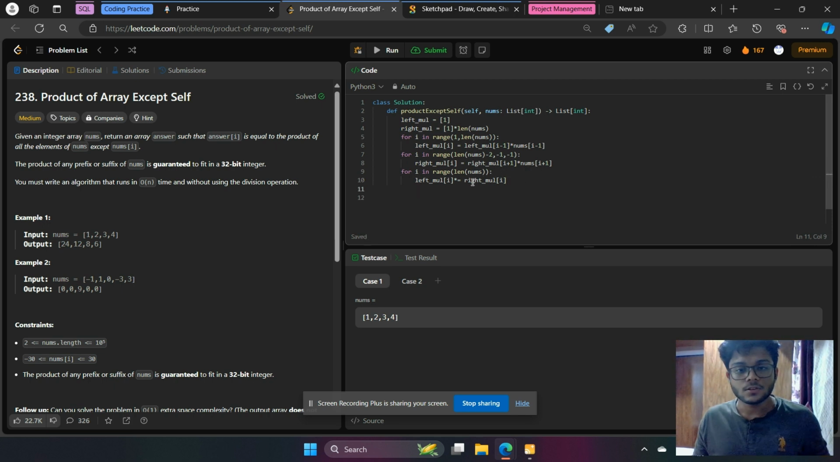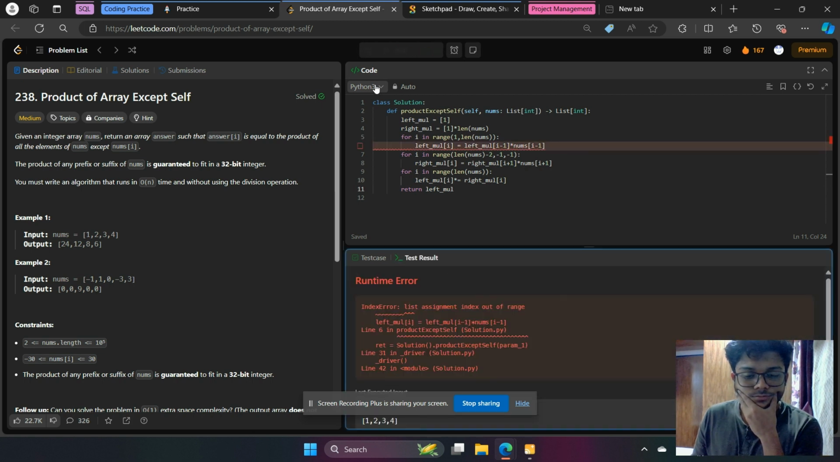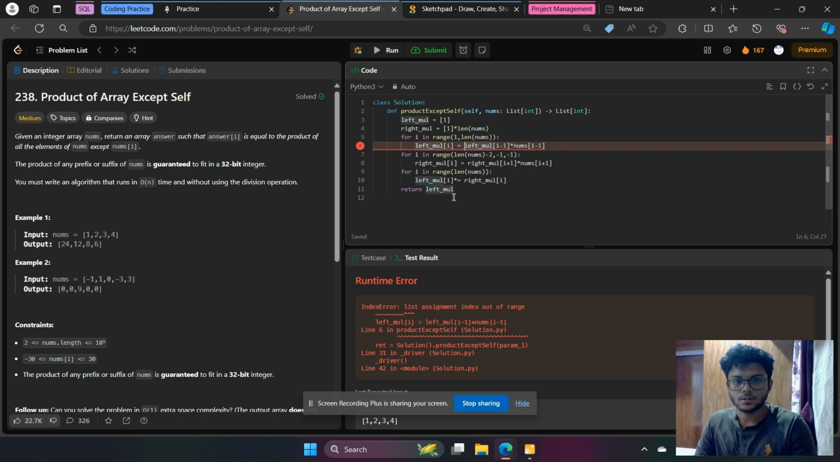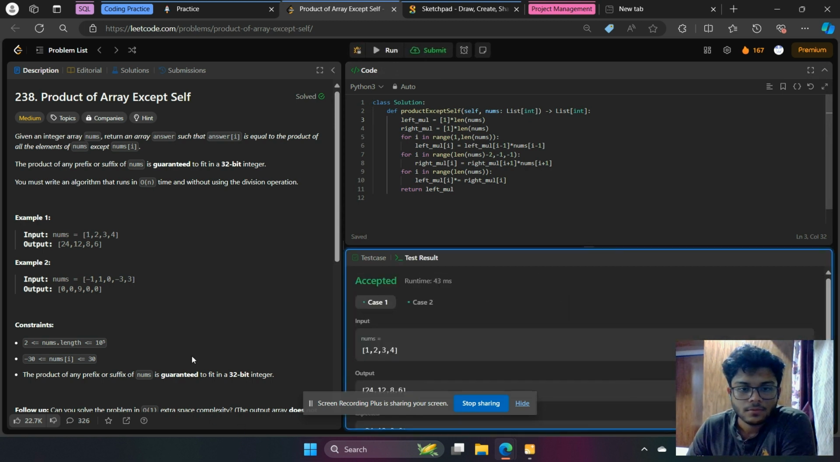Yeah. So our answer would be stored in the left mul array itself. Return left mul. Right. It should work. Oh, we have got an assignment index out of range error. Oh, we have to append. Or else I can just do this also.